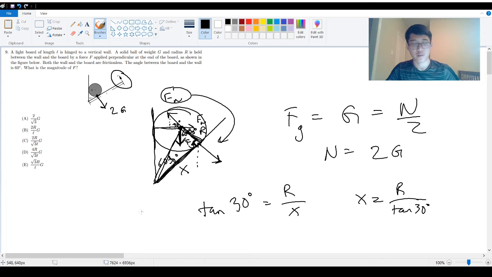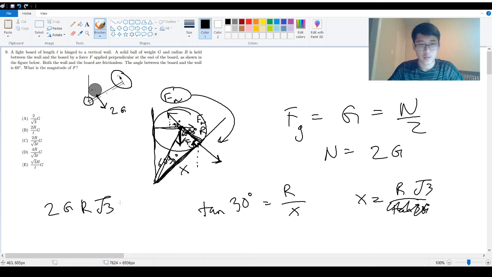And what actually is tan 30 degrees? It's gonna be, okay, so that means that this is 1, this is root 3. So it's 1 over root 3. So that means this is just r root 3. Okay. And now let's look at the torques. If we consider this as the pivot, that means that this torque is 2g times the lever arm, which is r times root 3. This is the clockwise torque, and it must balance out this counterclockwise torque, which is force big F times the entire length.